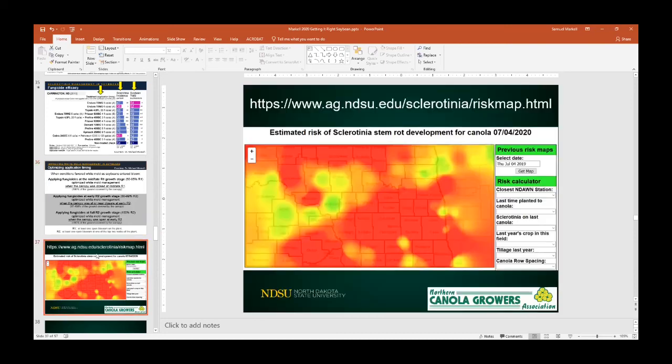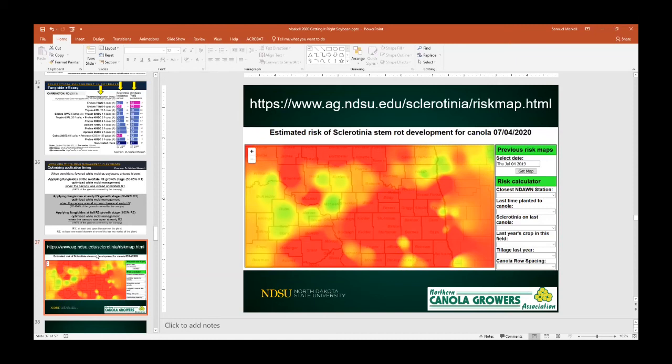Another tool that you can take a look at to help you make a decision is the sclerotinia risk map. So this was funded by the Northern Canola Growers, and it was developed, gosh, I want to say almost a decade ago now. And how this works is it takes into account weather data from across North Dakota and northern Minnesota. It looks at the biology of sclerotinia. So are there spores in the air? Do we expect favorable environments?